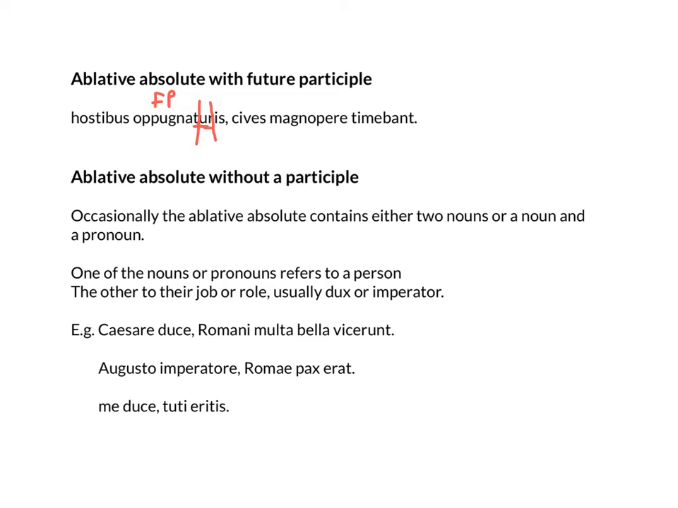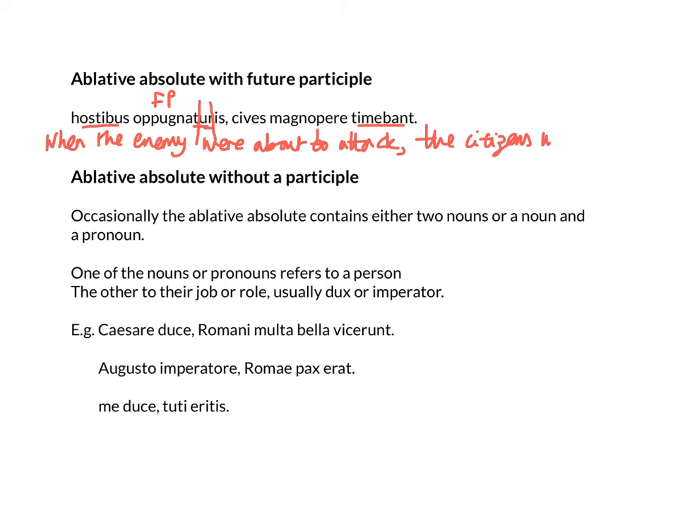So our main verb, we'll just check that's in the past. So we need to reflect that in our translation. Let's start with a when, again. Noun first, the enemy. Turn this participle into a main verb. As it's future, we're going to say we're about to attack. I could have said we're going to attack. And then the citizens were, magnopera means greatly, I'm going to say very afraid.